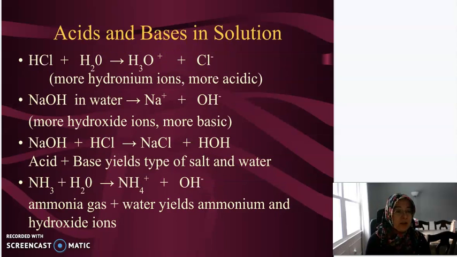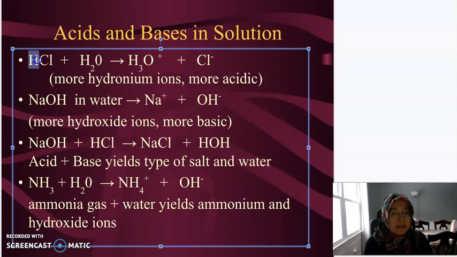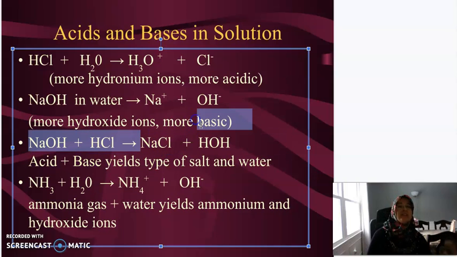Let's summarize it. Acids have hydrogen. When you add them into water, they give hydronium ion. That is the definition of an Arrhenius acid. Bases, in the water, give hydroxide ion. When you combine acid and base, it is called a neutralization reaction, and they form water and salt.